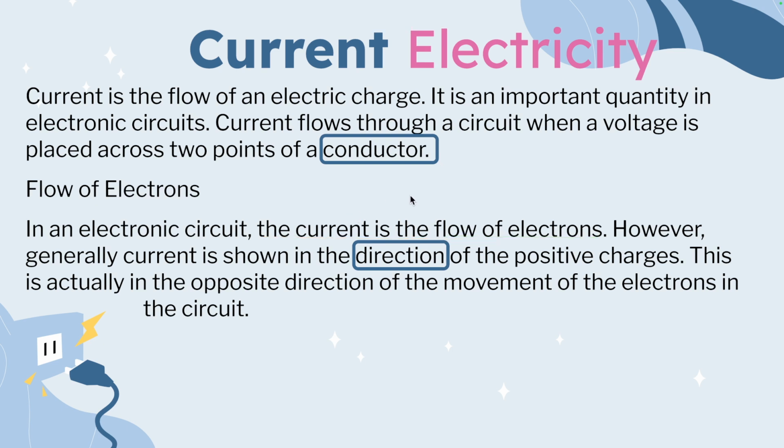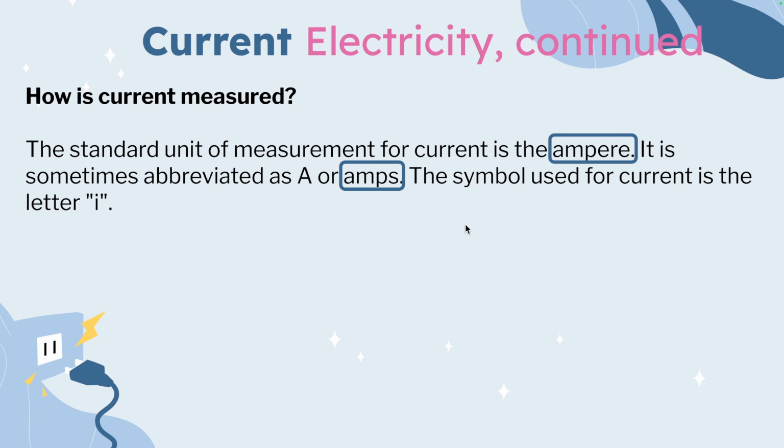All right, and the last slide to keep in mind here is how we measure current. Like we'd use a thermometer to measure temperature, when we're measuring current, the amount of current, we use something called an ampere. So that's right here. And it's abbreviated with an A or with amps. The symbol that's used for the current is the letter I, the lowercase letter I.